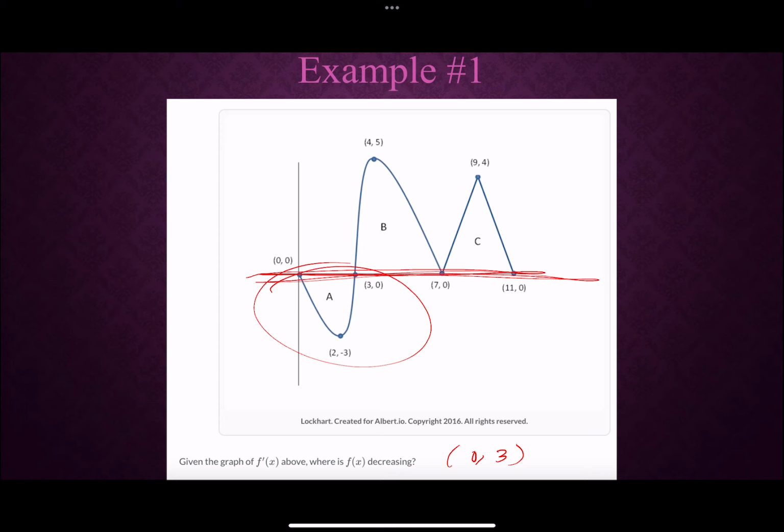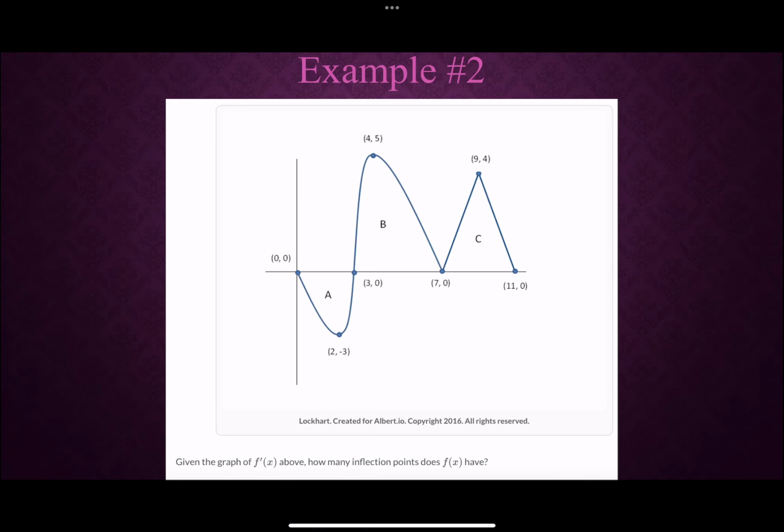It's not from 0 to 2. That's where it would be concave down. Or 4 to 7, that's where it would be concave down because that's where the derivative is decreasing. But the original function is decreasing when the derivative is negative, and therefore, since we have the graph of the derivative, where are we below the x-axis?